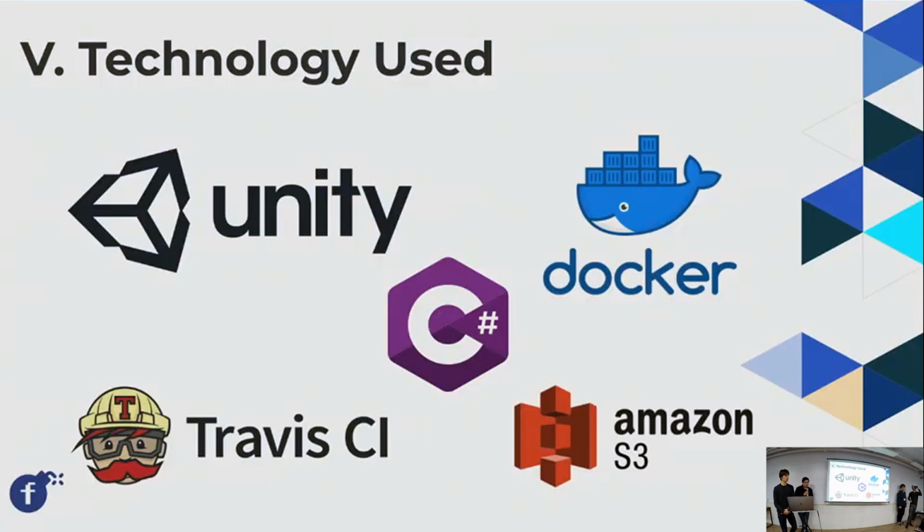Okay, now let's talk about what technologies we use. The application is written in Unity, which is a game engine that allows you to create 2D and 3D games. Our main programming language is C#. We are using Travis CI for continuous deployment, and we found a good use of Docker containers that I mentioned before, and we are also using Amazon S3 buckets for our releases.